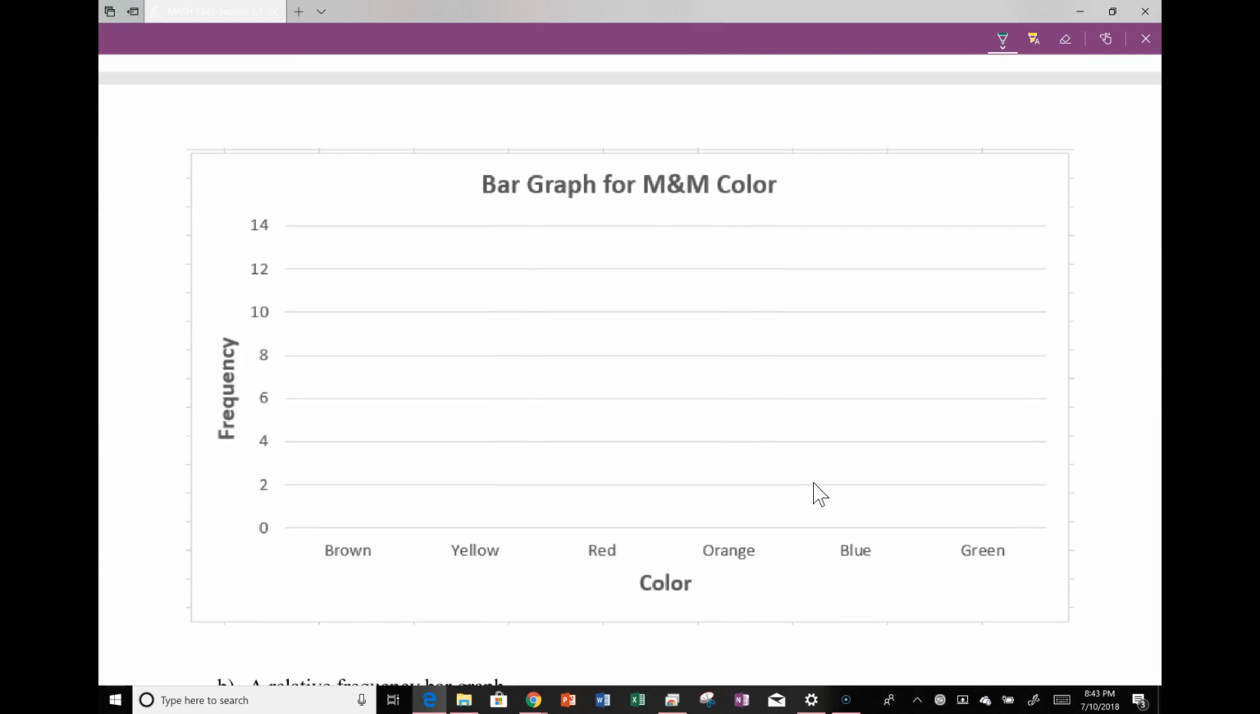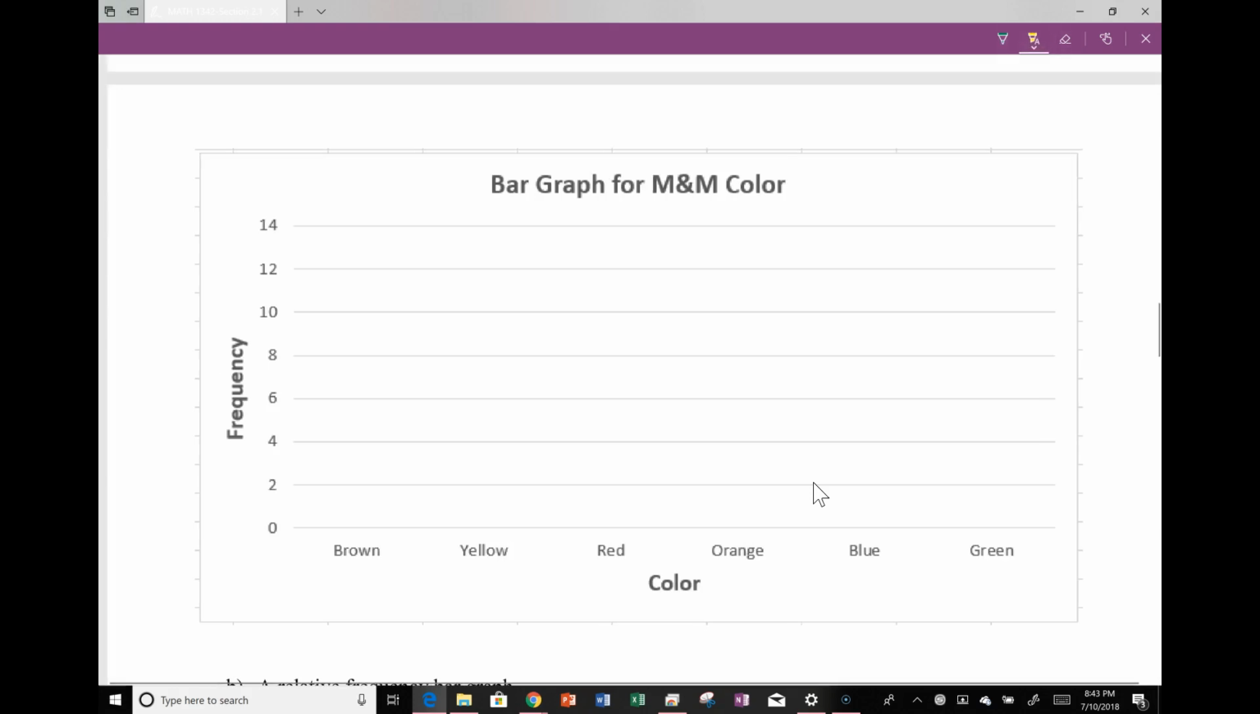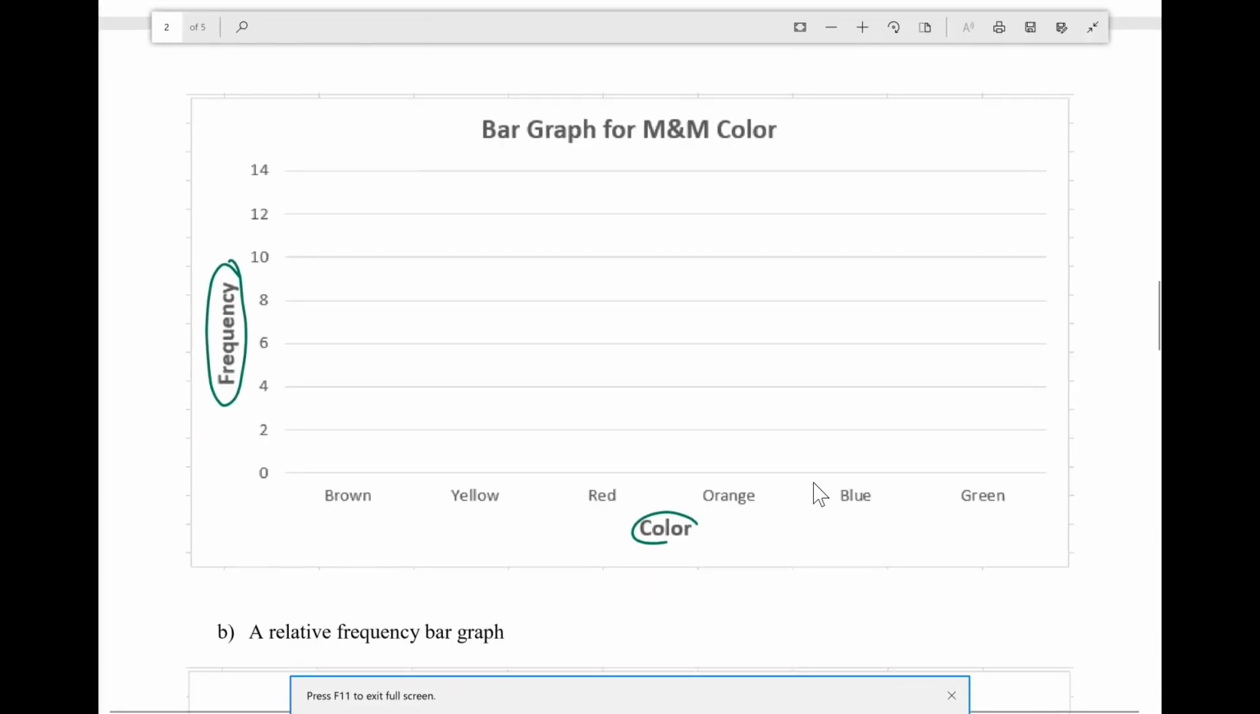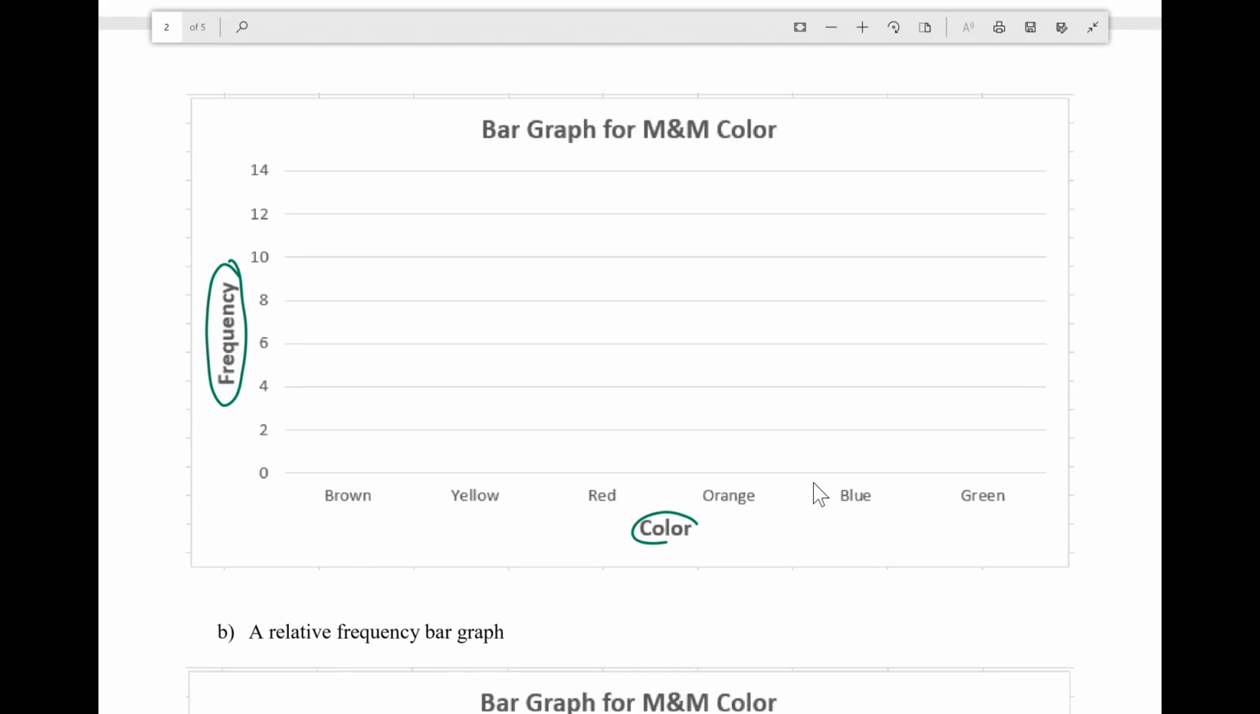Now notice that this graph is already set up a little bit for you. A couple of things to note for sure is that I have color down here. And so I've got color here. And then I've got frequency over here. I labeled those things. You want to make sure that you label your axes. Otherwise, the reader of the graph has no clue what you're looking at.